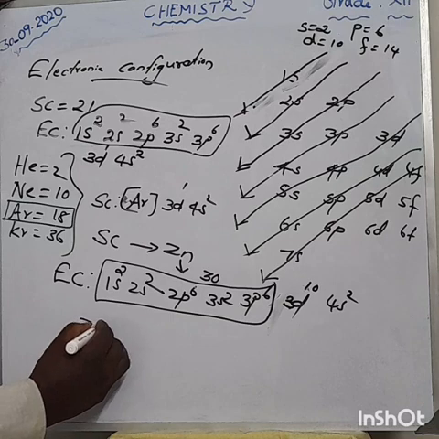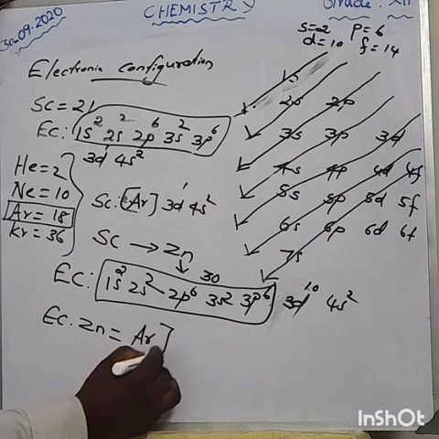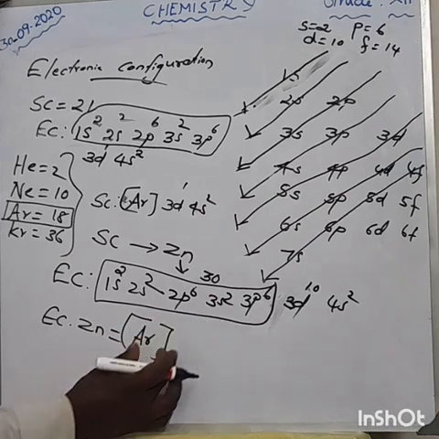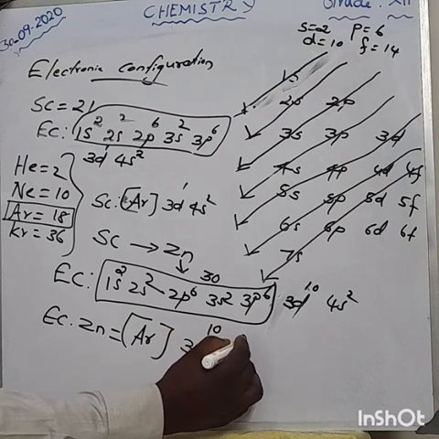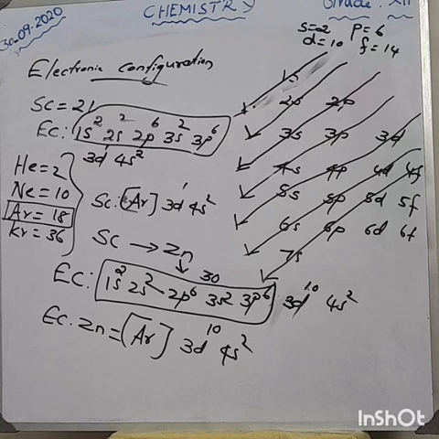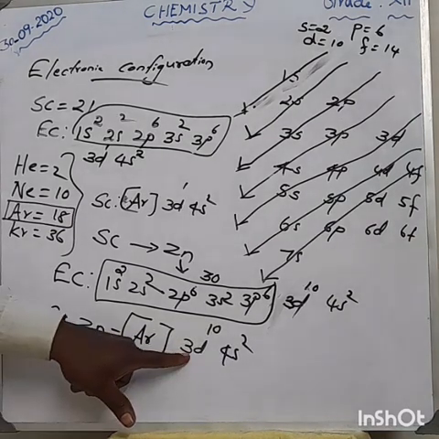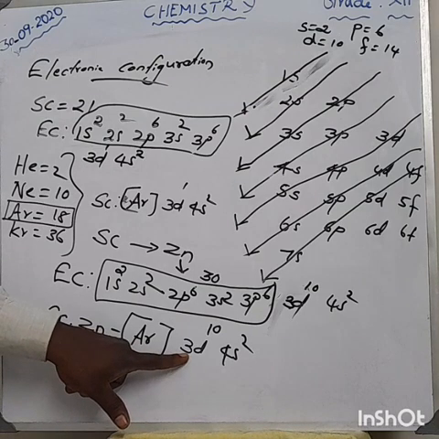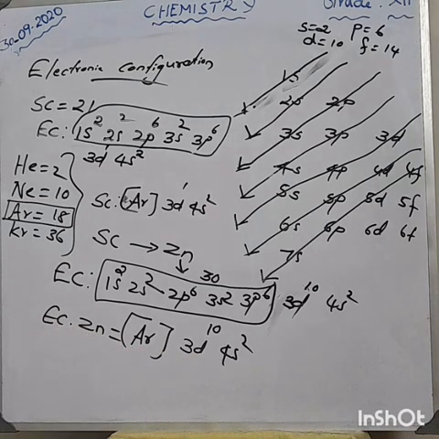Electronic configuration of Zn is equal to, how do you write? This much we can write as argon. What's the remaining? 3d10 4s2. This is the electronic configuration of Zn, zinc. Filling the 3d orbital is complete. Is the d subshell complete or incomplete? The d subshell is complete for zinc. Its electronic configuration is argon, 3d10 and 4s2.